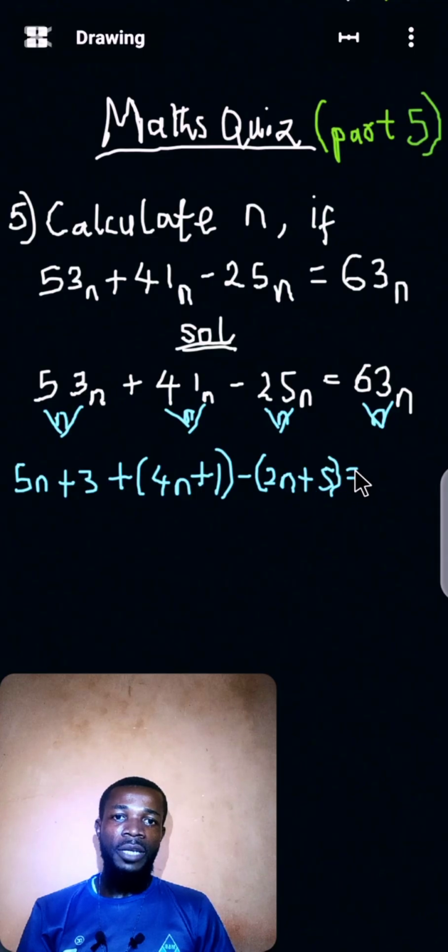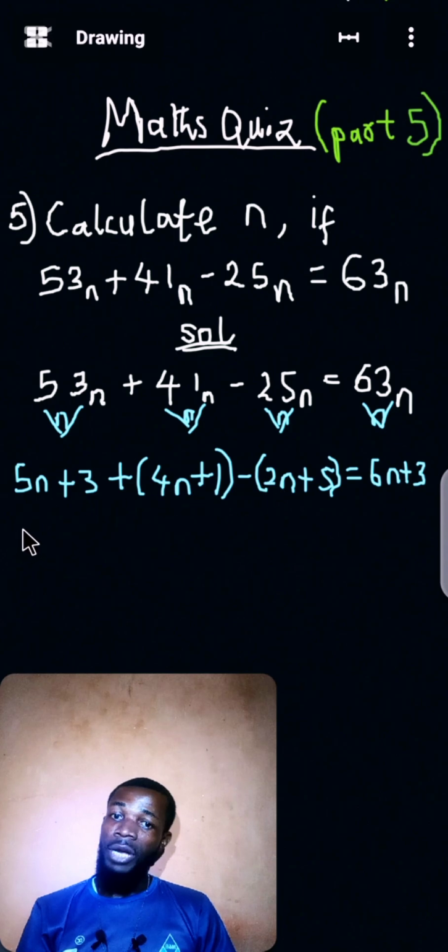So we do it for the last one. 6 times n, 6n, 6n plus 3. That is what it is in base 10. So once you put everything in base 10, you expand and collect the like terms. Then that's the answer. You get your answer right away.